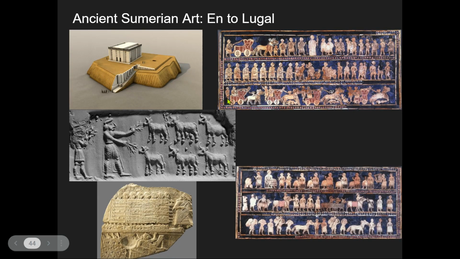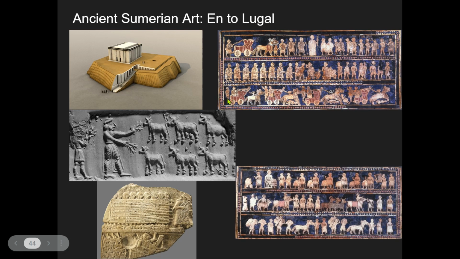Okay, welcome back to our second lecture of the Ancient Near East. So let's review some aspects of ancient Sumerian art, the beginning of it all. We talked about how the ziggurat was essentially a platform for these temples initially. They were centrally placed in the middle of the city.